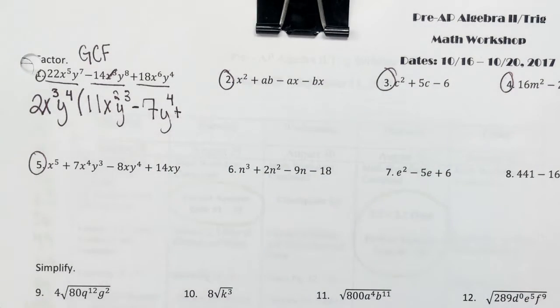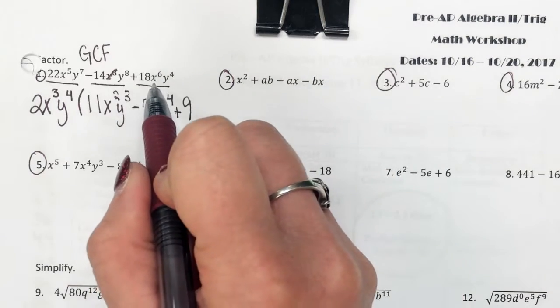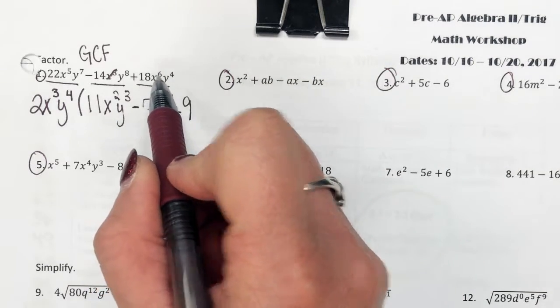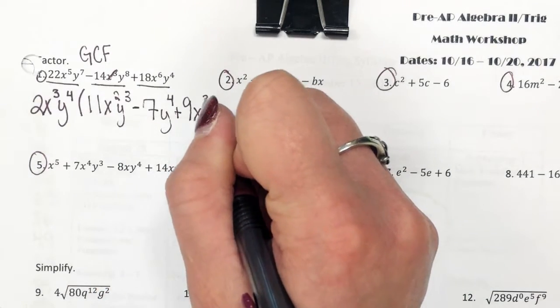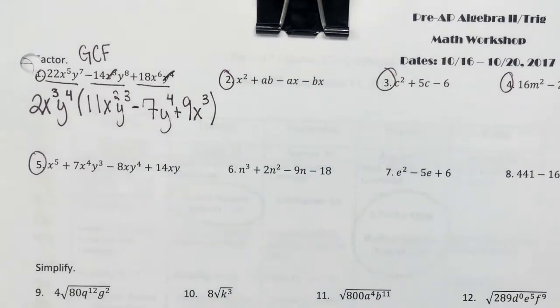Alright, what's 18 divided by 2? 9. There you go. You got 6 x's. You took 3 of them out. How many you got left? 3. And you took out all 4 of your y's. There you go. Or y, all 3 of your y's. Thank you, Gabe.